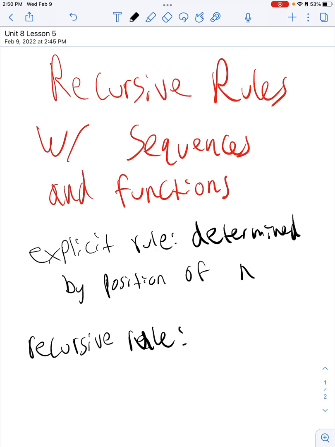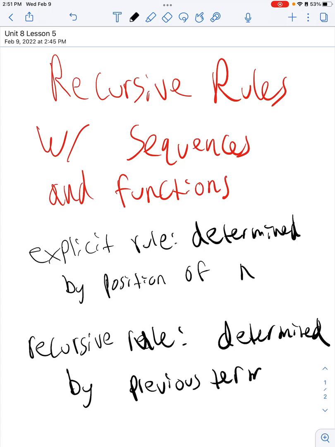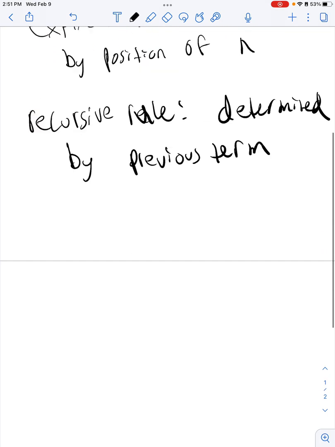It gives the beginning term or terms of a sequence and then a recursive equation that tells us what the new number is based off of the last term, or the preceding term. So it's determined by the previous term.